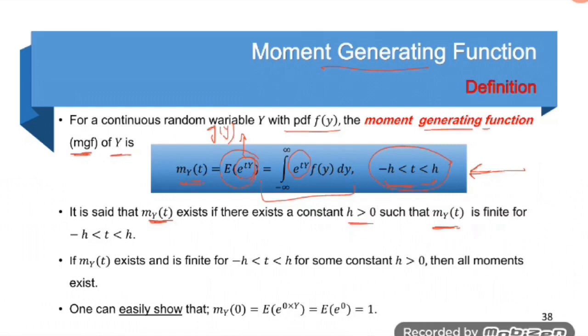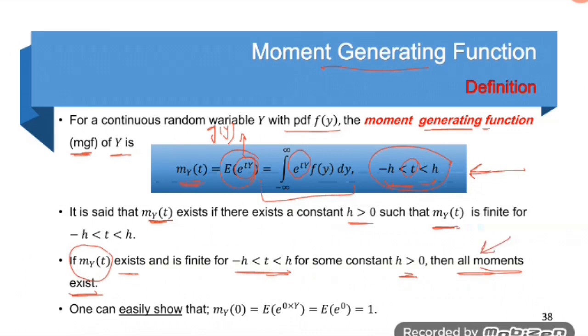So it's okay, there is no problem that this function is undefined outside of this range. At least we need some neighborhood around t, taking values from negative h to h, and this is enough to define the function and express the moment generating function. Another note: if this function exists for t within negative h and h for some positive constant h, then all moments exist. So if this function exists, then moments of any order exist. I mean the non-central moments.